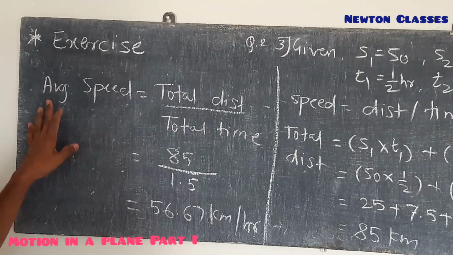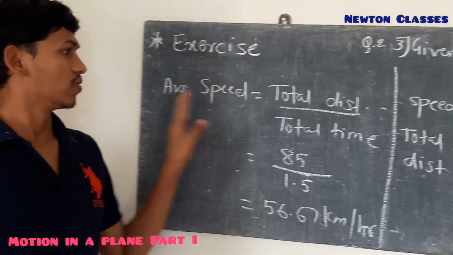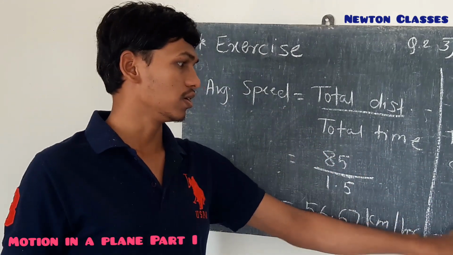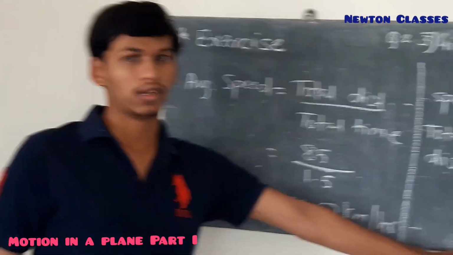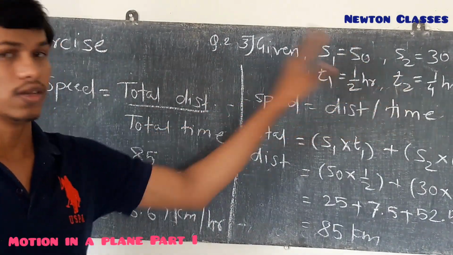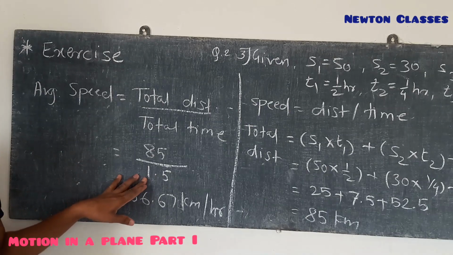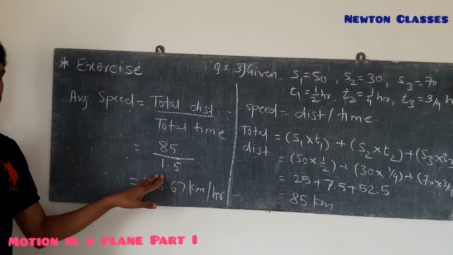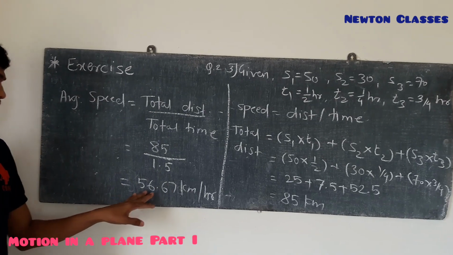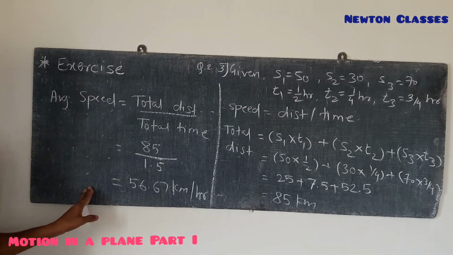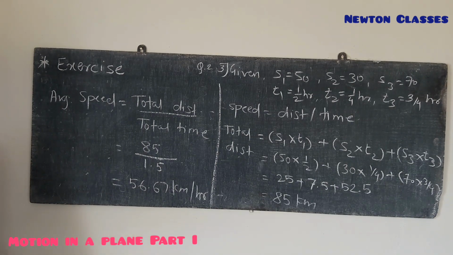Now we have to calculate average speed, which is equal to total distance upon total time. We have already calculated total distance, which is equal to 85 km, and total time, meaning t1 plus t2 plus t3, is equal to 1.5 hour. Therefore, average speed is 85 upon 1.5, which gives the answer 56.67 km per hour. So this is our final answer. Average speed is equal to 56.67 km per hour.